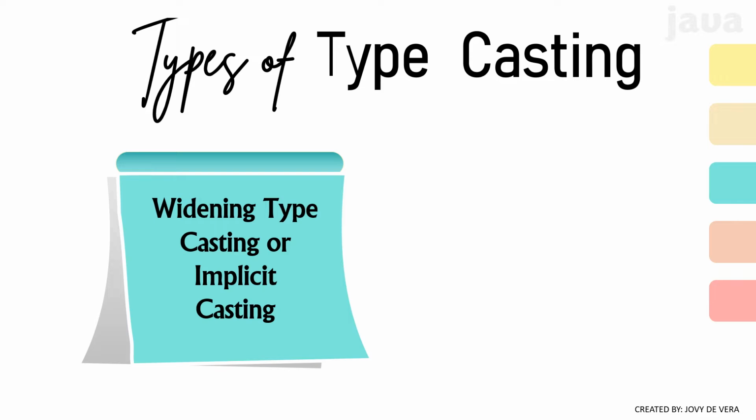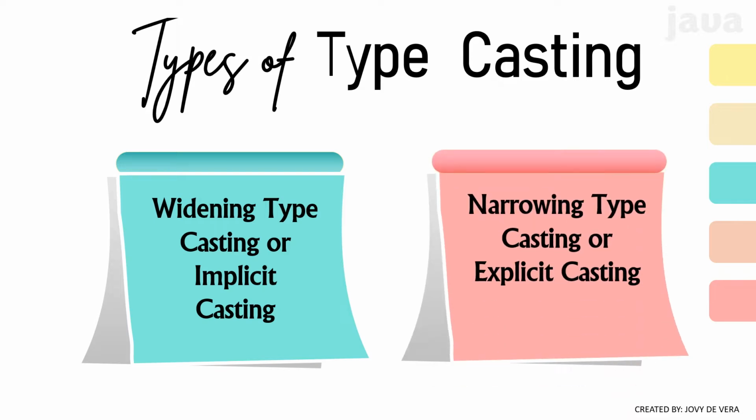There are two types of typecasting in Java. The first one is widening typecasting or implicit casting, and the other one is narrowing typecasting or explicit casting.